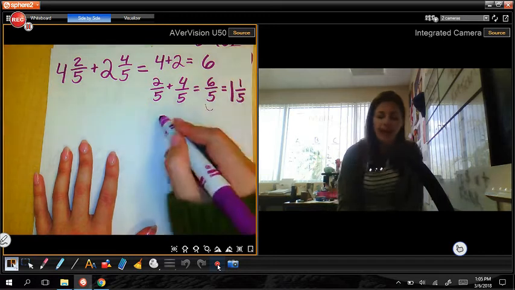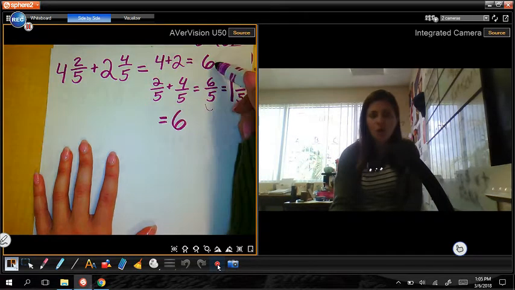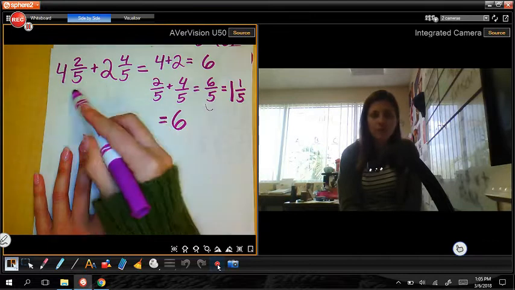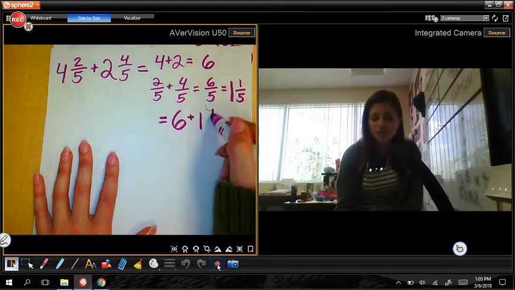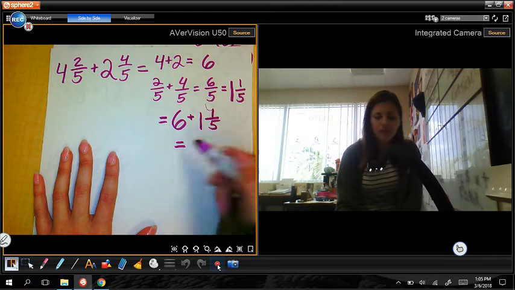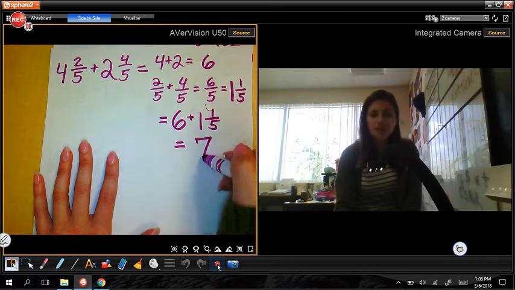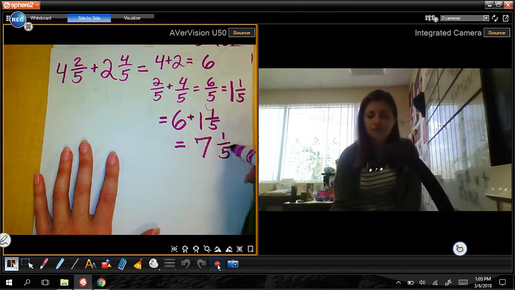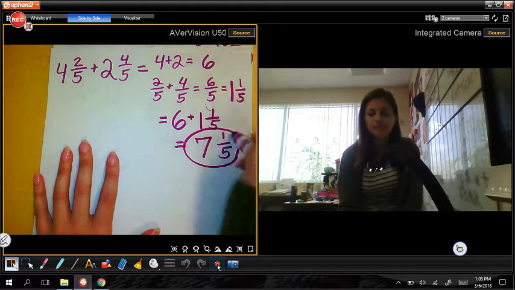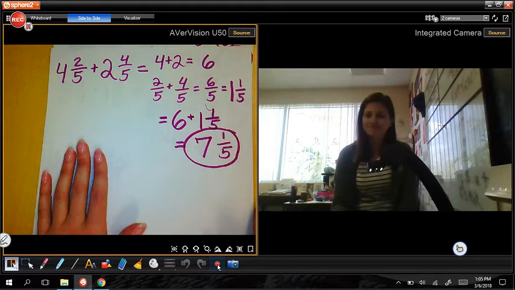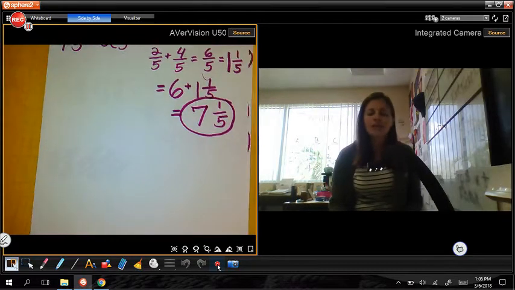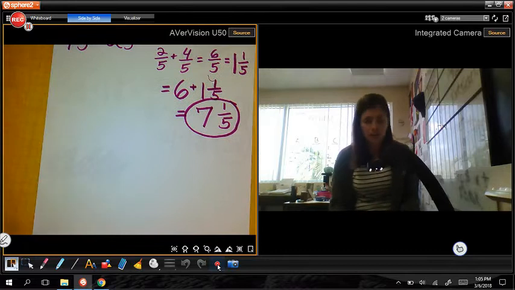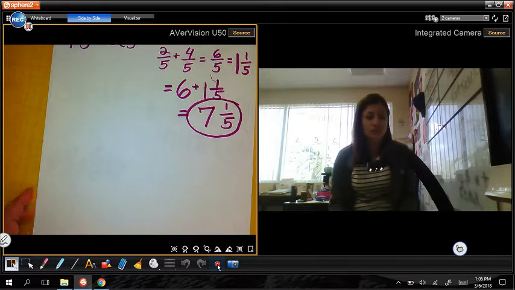So then I'm going to add the 6 wholes that I got from adding my whole numbers over here to my fractions that I added up and converted into a mixed number. So 6 plus 1 and 1/5. So that final answer is going to be 7 and 1/5. All right, let's try one more thing before you go ahead and do it on your own. The last thing you might see is subtraction with fractions that aren't big enough to be subtracting.